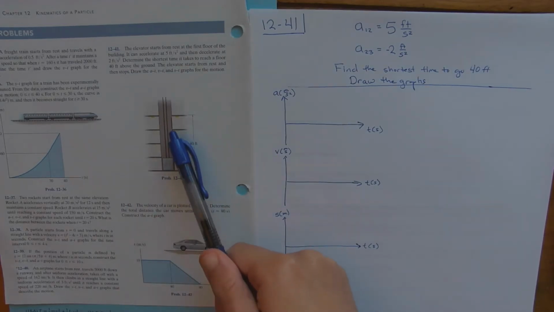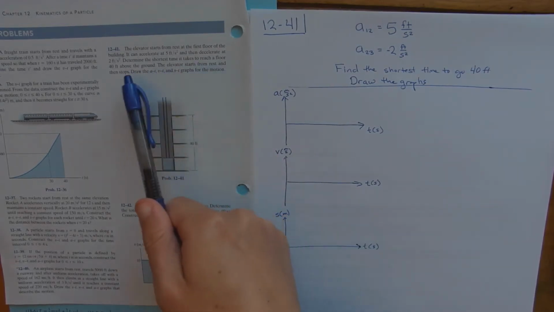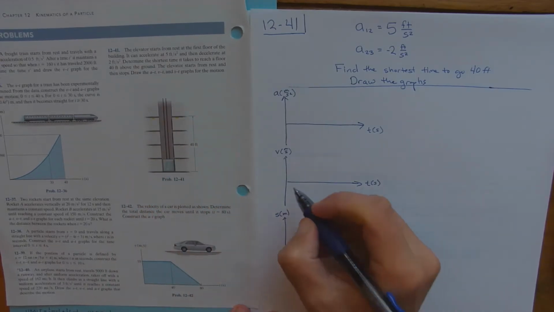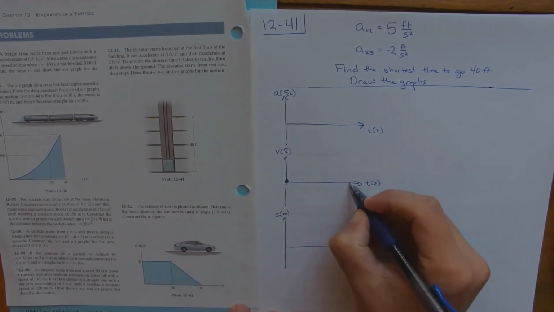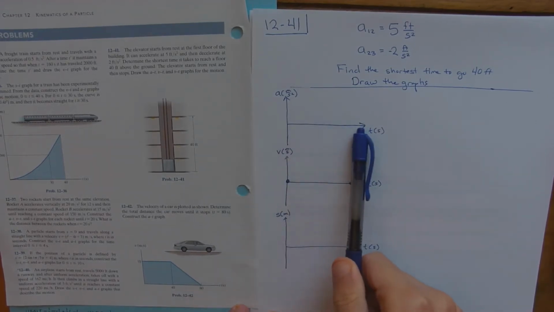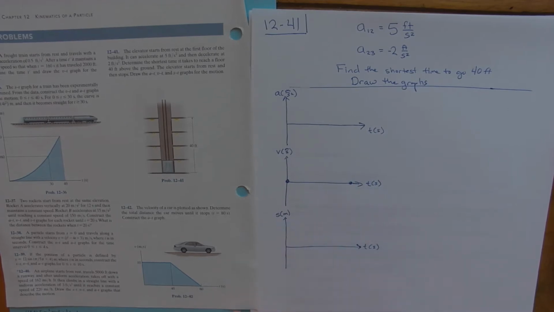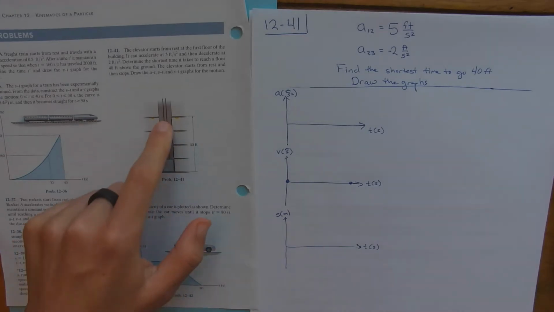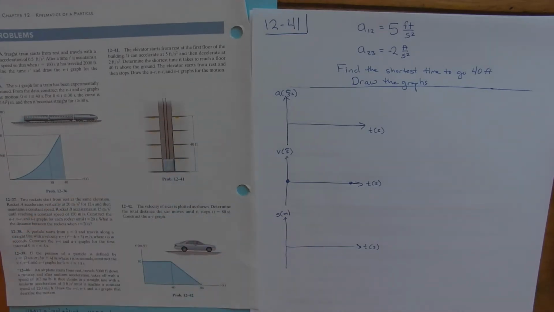So we're going from here up 40 feet. The elevator starts from rest and then stops. So for our velocity versus time graph, we have to start at 0 and end at 0. We need to draw the acceleration versus time, the velocity versus time, and the position versus time graphs. The first thing that we need to determine is how we want the acceleration versus time graph to look if our only concern is getting up to this floor 40 feet away from where we started as fast as possible.